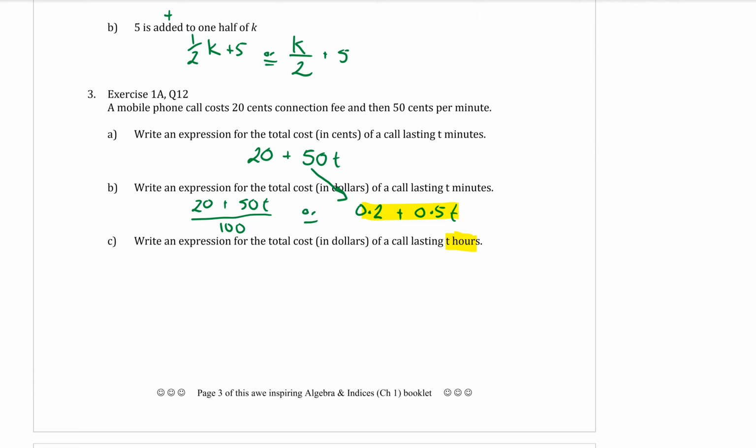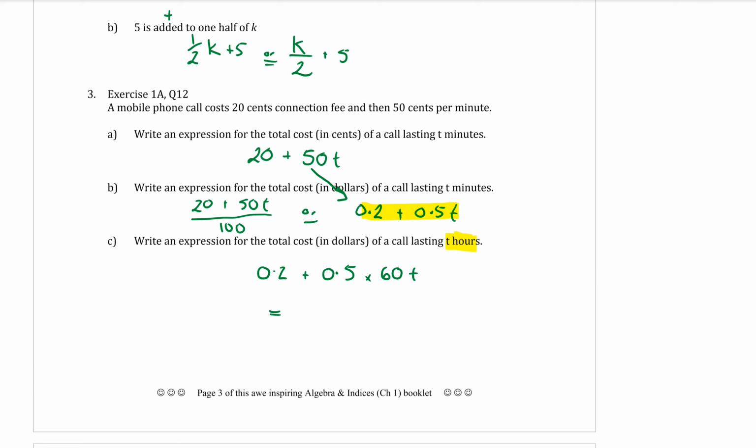It's going to be $0.2 and $0.5 for every t. The only difference is here, before t was in minutes. If t is now in hours, how many minutes are in an hour? 60. So I would have an extra 60t there. Because if I say 2 hours, that's actually 120 minutes. I've got to times that by an extra 60 in there, right? I told you this was a tricky one. And that's actually my expression.